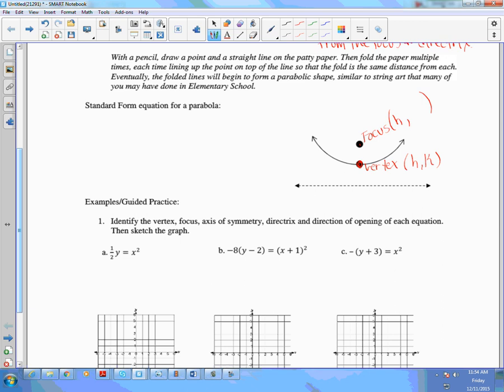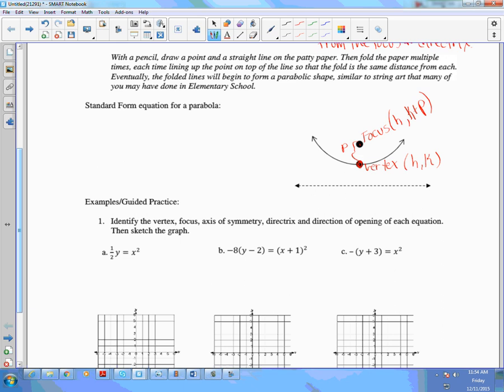What does change is the focus is higher. So what goes up and down? Is that your x or is that our y? It's our y. So our y value was that of the vertex, plus it moved up so many units. That gap that it moved up is called P. Okay, so our focus, the y value is going to be whatever K was plus P.